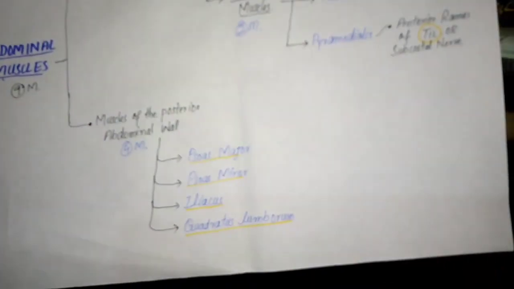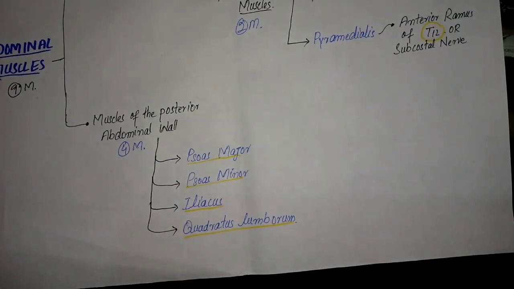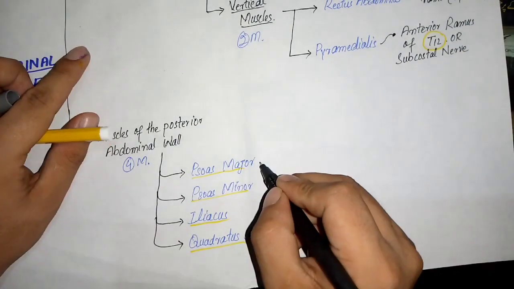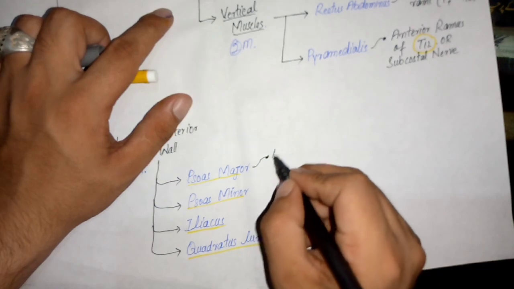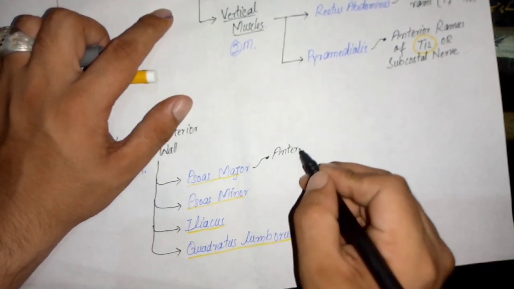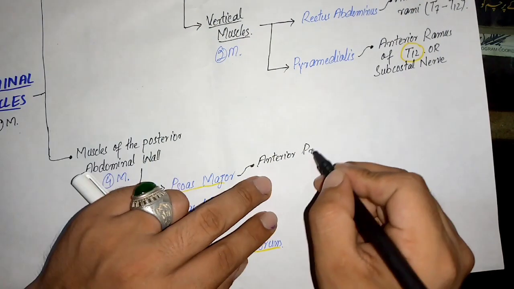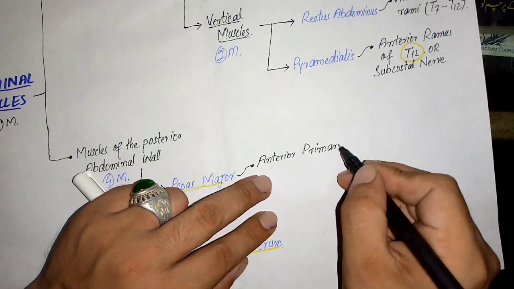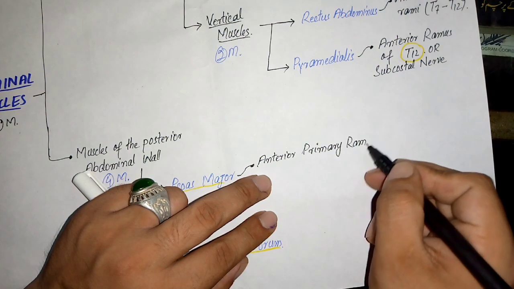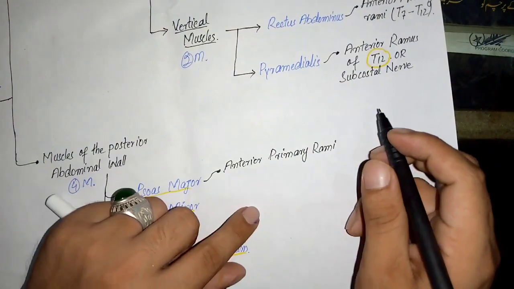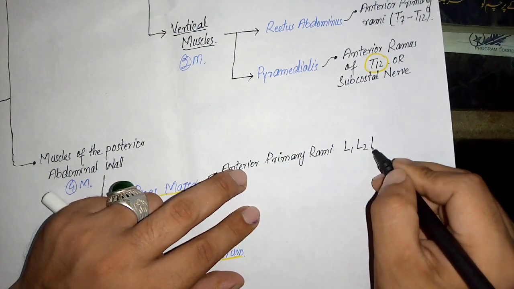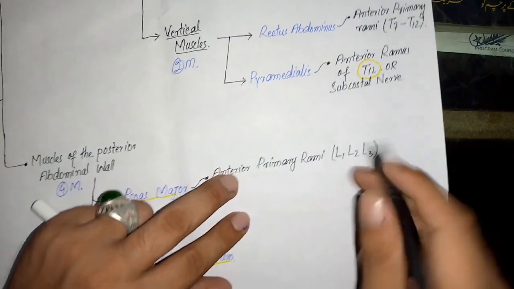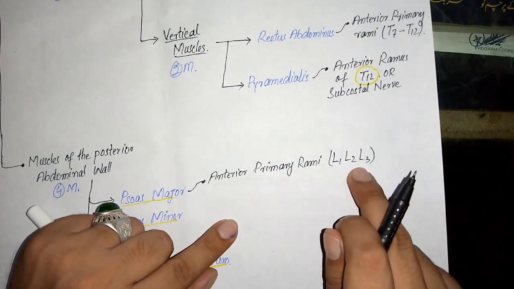Here down we have the posterior abdominal muscles. The first muscle is psoas major, which is supplied by the anterior primary rami of L1, L2 and L3. This is its nerve root: anterior primary rami L1, L2 and L3.